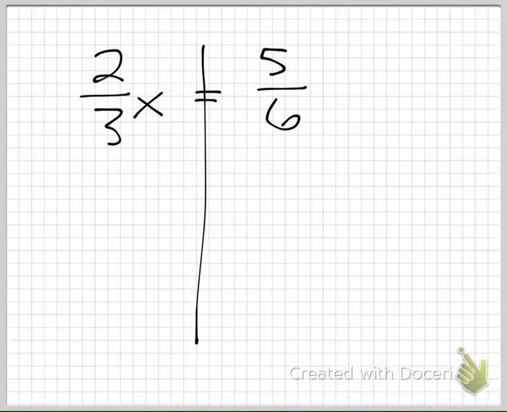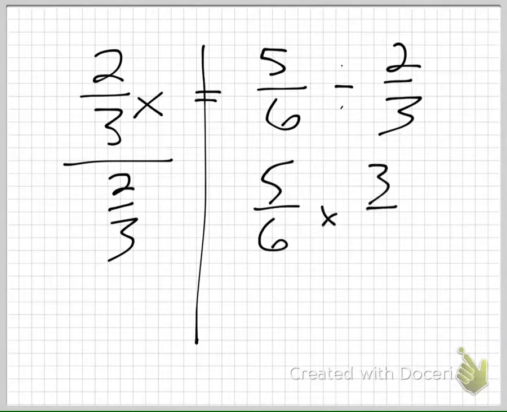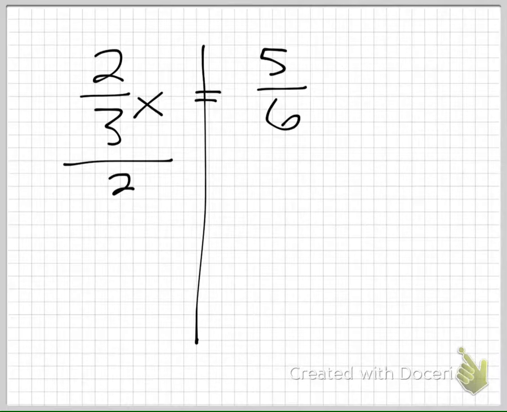And listen, we could do this. We could go divided by 2/3 on both sides. But then I go, well, then what's the rule? Do you ever divide fractions? No, so then you go 5/6 times 3/2. Why not just skip that whole thing altogether? Remember, division is the same thing as multiplication. It's the same thing if you multiply it by its reciprocal, right?